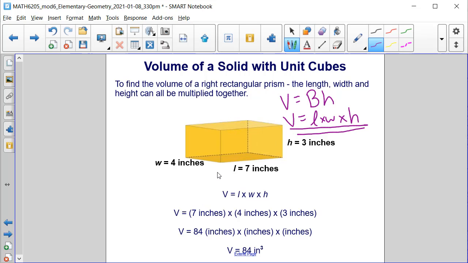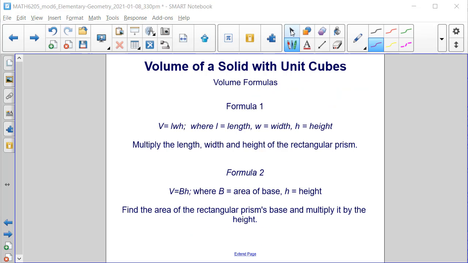So in this problem that we have here, we have a length of 7 inches, a width of 4 inches, and a height of 3 inches. And if we multiply these values together, we end up getting 4 times 3, which is 12. 12 times 7 is 84. And then we have inches times inches times inches, or inches cubed, or cubic inches. So the volume of this rectangular prism is 84 cubic inches.